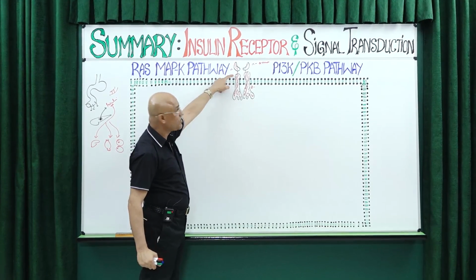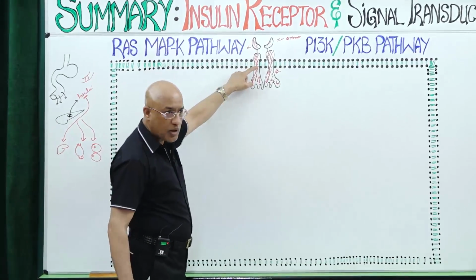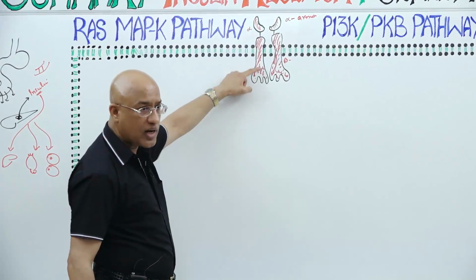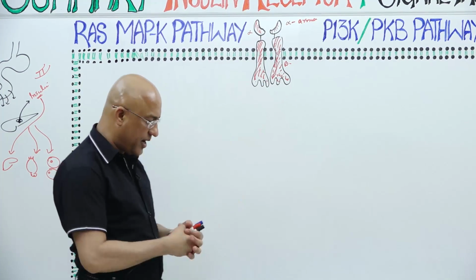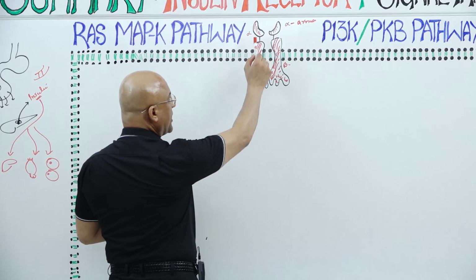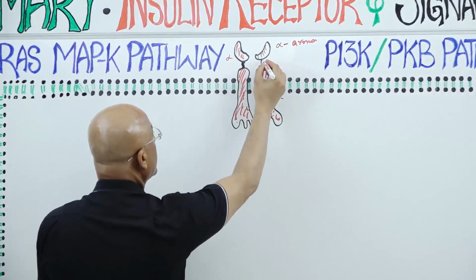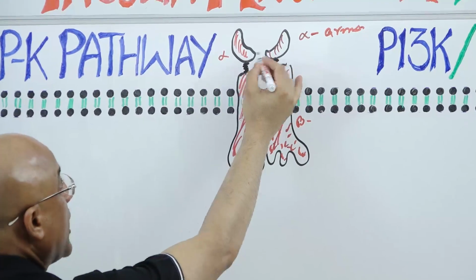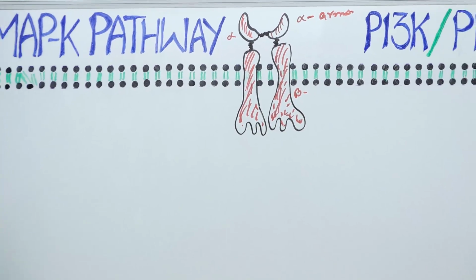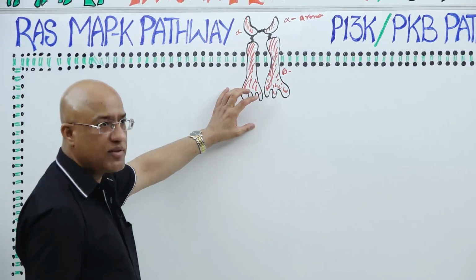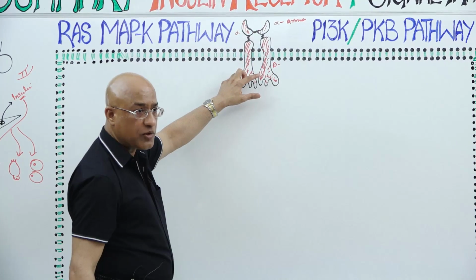Part of the beta component is extracellular, part of it is passing through the membrane, and part of it is intracellular. So we can say beta subunits are transmembrane. Now, each alpha unit is held with a beta unit through what bonds? Disulfide bonds. And even two alpha units are also held with each other through disulfide bonds. So we can say that the insulin receptor is inserted in the membrane, having two alpha units and two beta units.